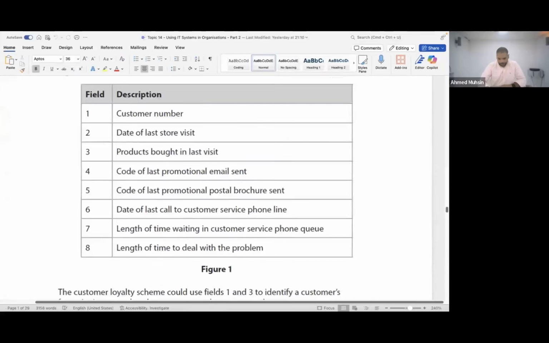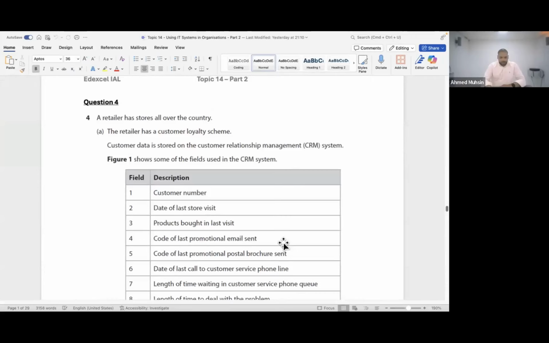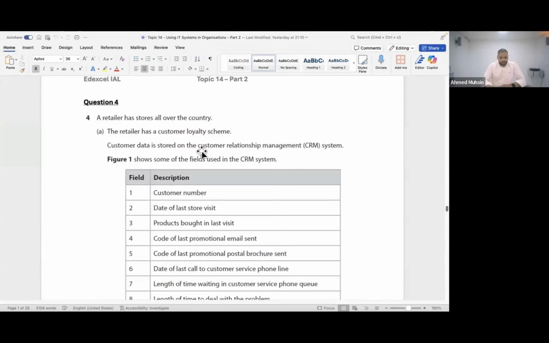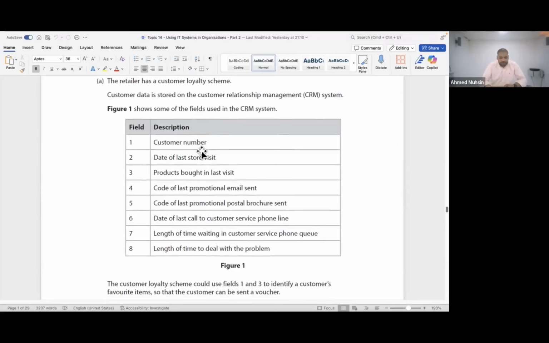Yeah. So everybody, guys, girls, let's have a look here. Topic 14, part 2. Question number 4. A retailer has stores all over the country. The retailer has a customer loyalty scheme. Customer data is stored on the CRM system. Are we okay with this? The retailer has a customer loyalty scheme and customer data is stored on their CRM. Figure 1 shows some of the fields used in the CRM system.